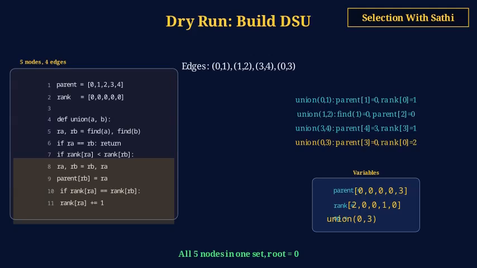Union 0 and 2, find root of 0 is 0, find root of 2 is 2. Both have rank 1. Make 0 the root, rank of 0 becomes 2. Now 0, 1, 2, 3 are all in one set. Union 4 and 5, make 4 the root. Final, two components. Component 1 has root 0 with nodes 0, 1, 2, 3. Component 2 has root 4 with nodes 4, 5.